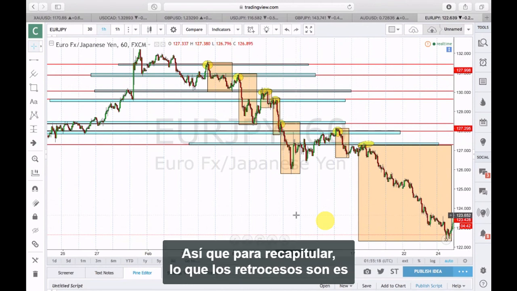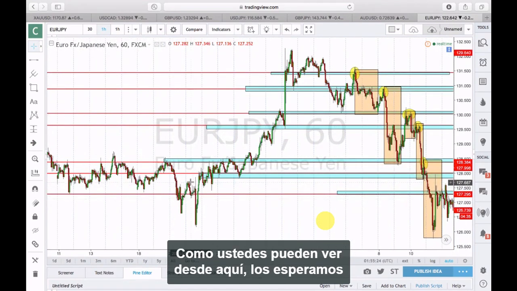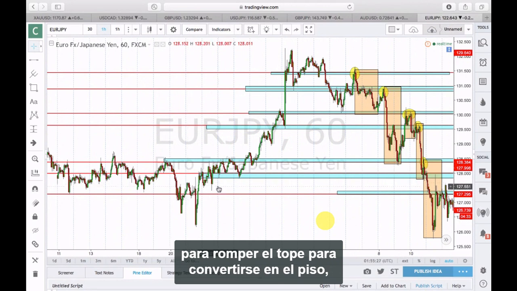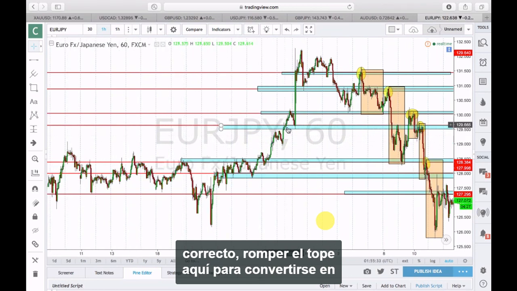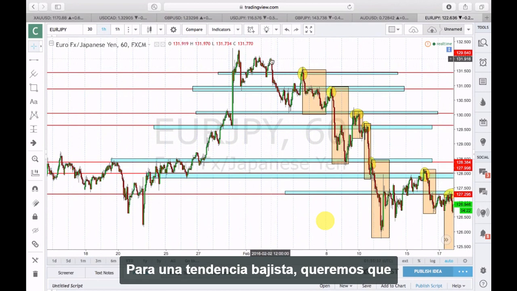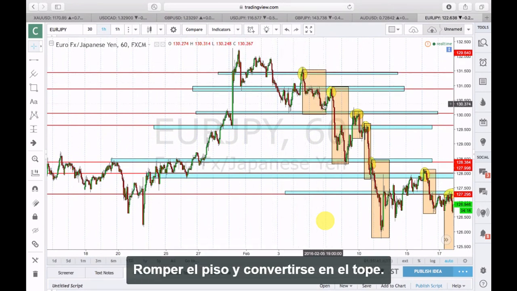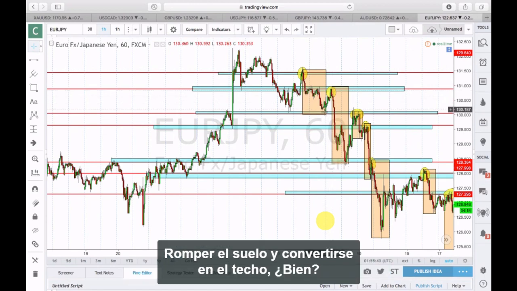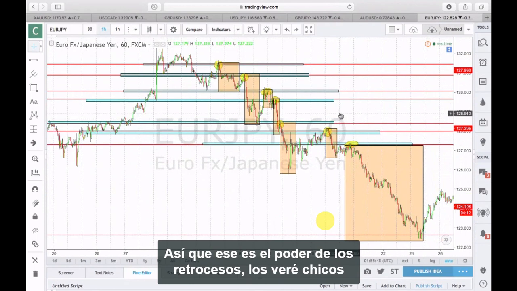So just to recap, what pullbacks are is just the confirmation that it's continuing with that trend. As you guys can see from over here, we waited for it to break the ceiling to become the floor, break the ceiling to become the floor, right? Break the ceiling over here to become the floor for an uptrend. For a downtrend, we want price to break the floor and become the ceiling. Break the floor and become the ceiling. Break the floor and become the ceiling. Okay? So that is the power of pullbacks.